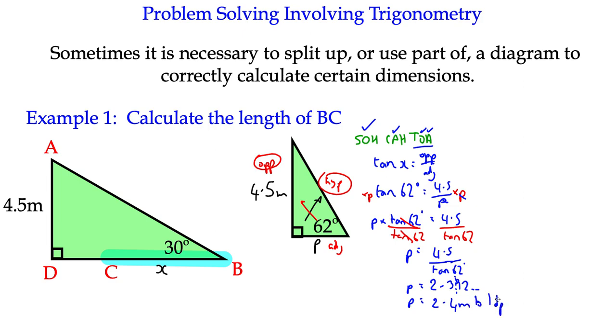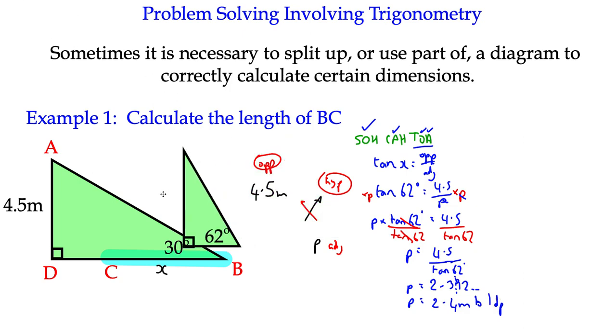Okay, so that's us got this information here. Now I'm going to put that back in just for a minute. Then what I've worked out is that this distance here, DC, is 2.4 meters.